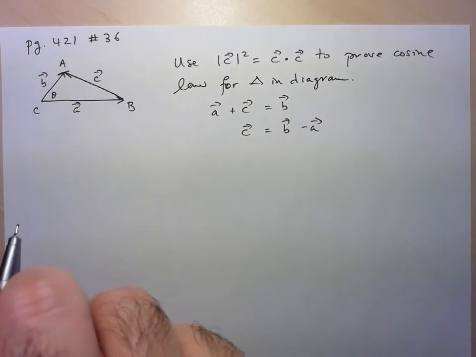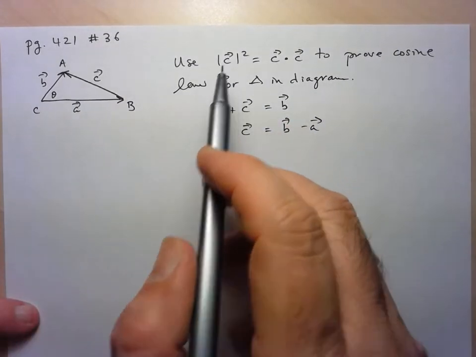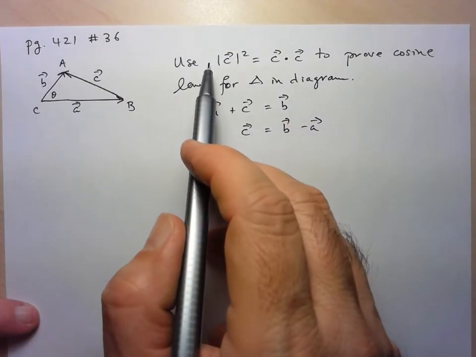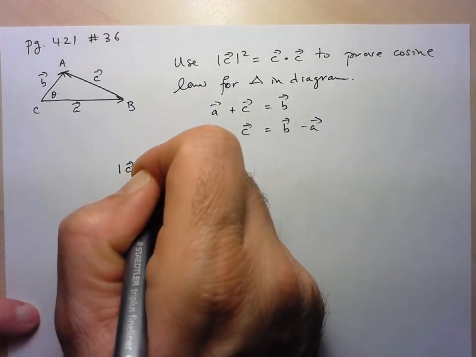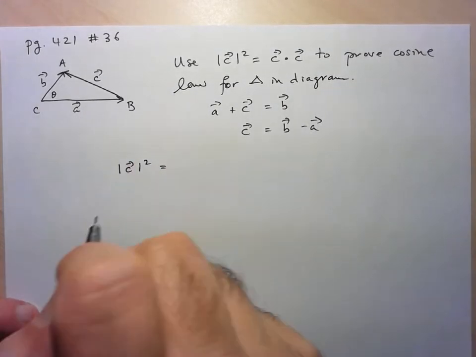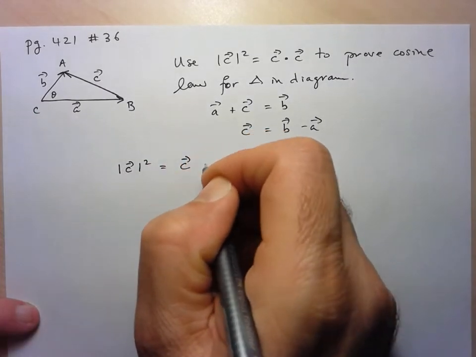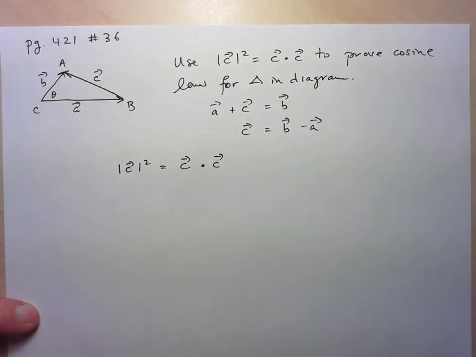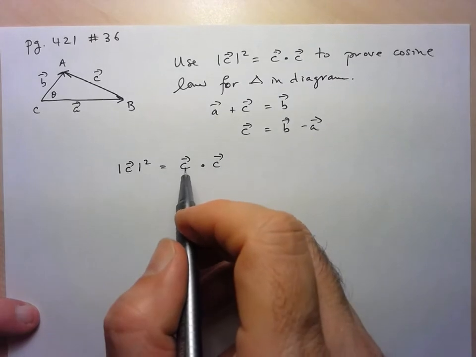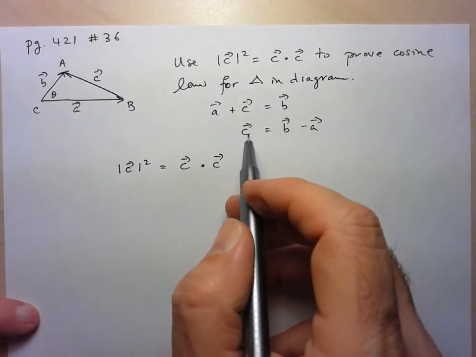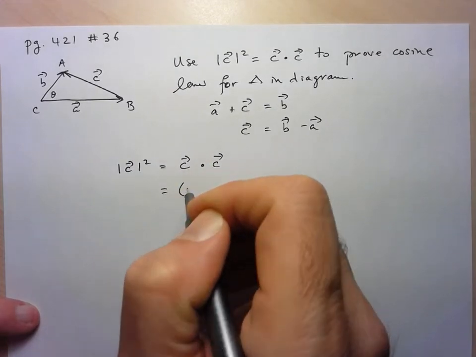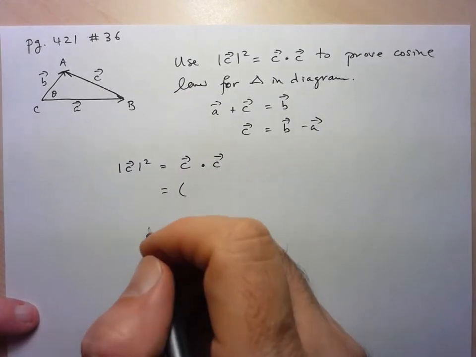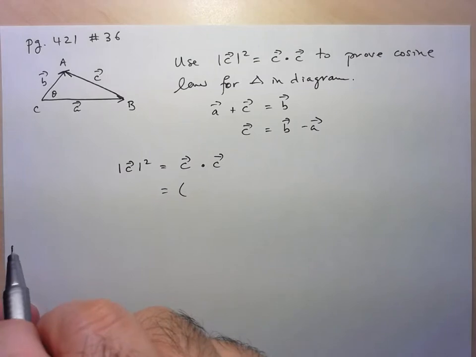Okay, so now let's start setting up our equation. So we know on the left-hand side we're going to want the magnitude of c squared. Okay, but that's the same as c dot c. But now what we can do is take the alternative expression for c, which is b minus a, and that'll allow us to do some algebra that involves the other two sides of this triangle.